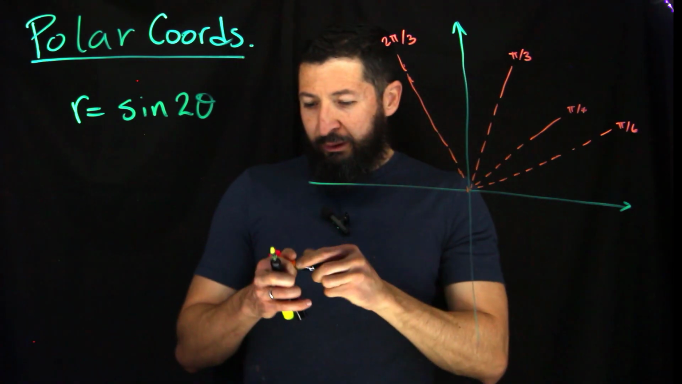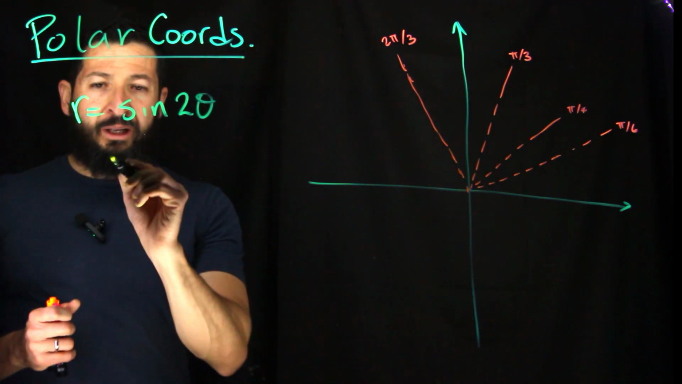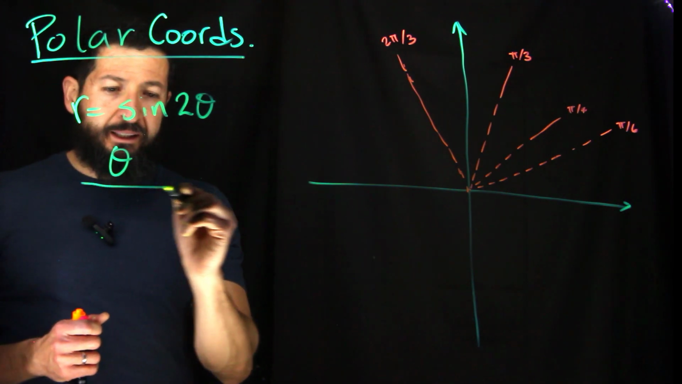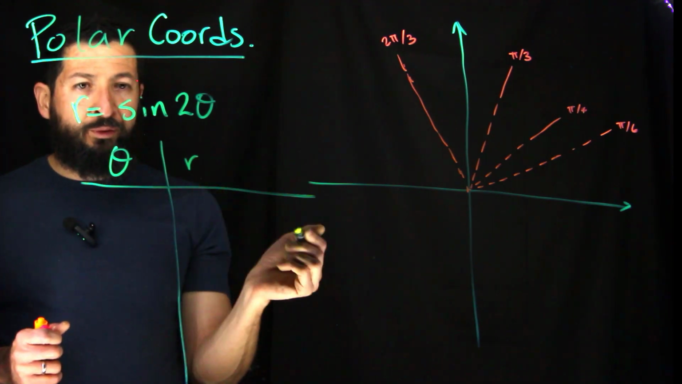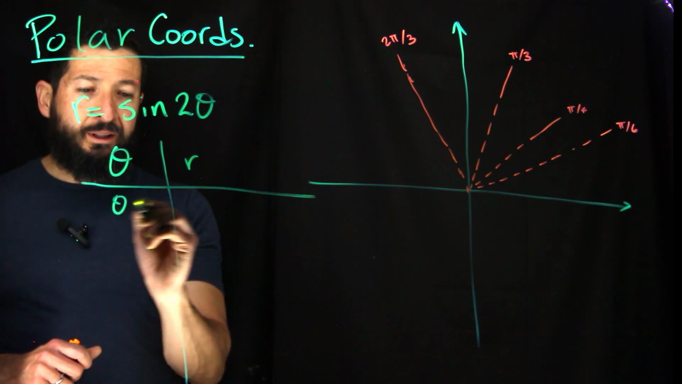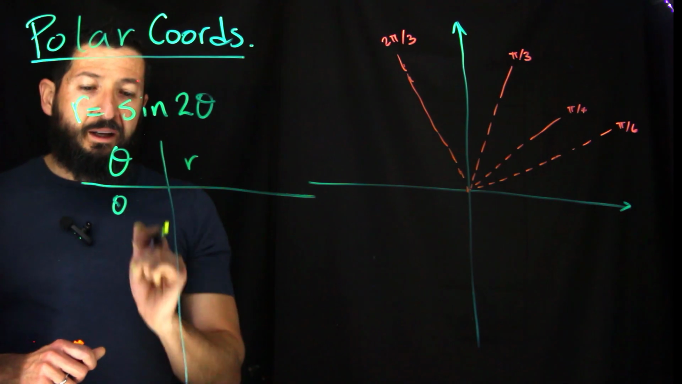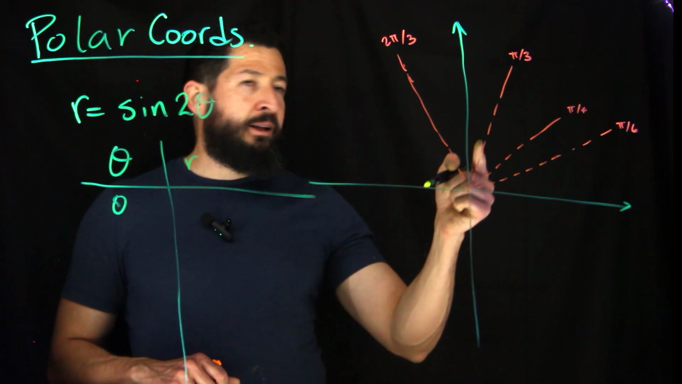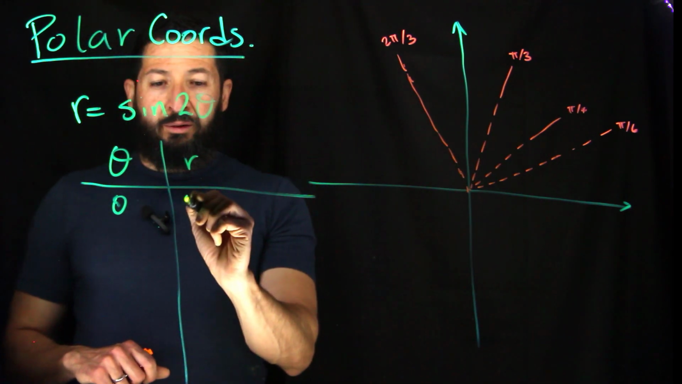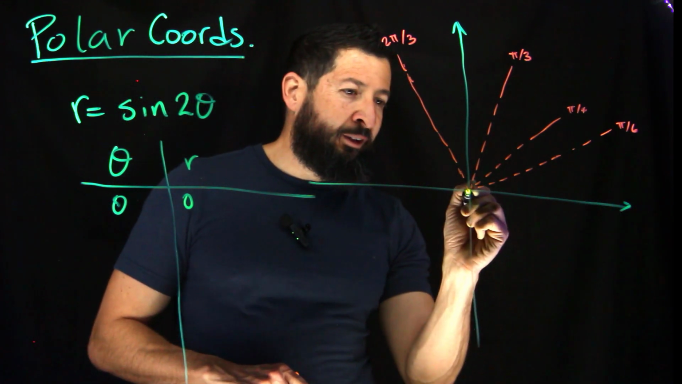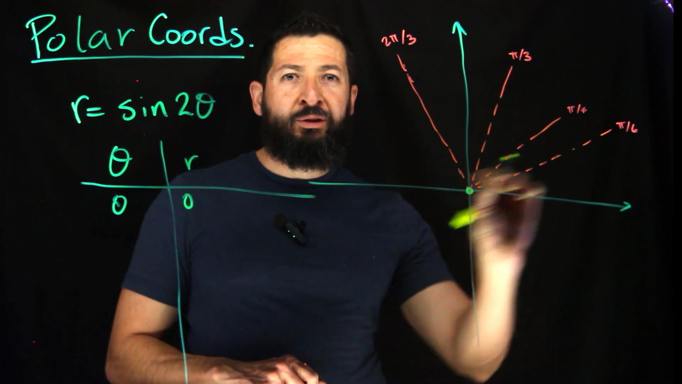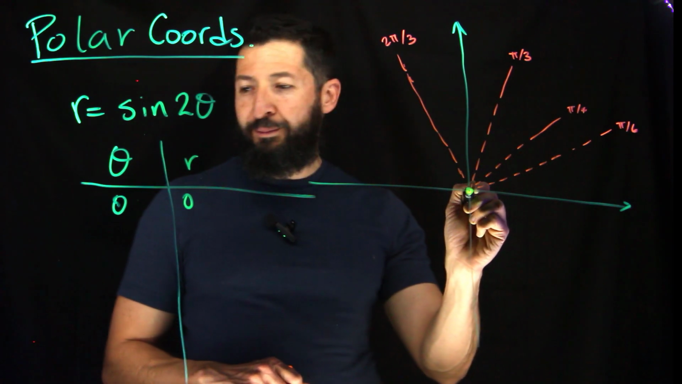And I'm going to make a little table here where I'm going to plug the angle and get the function r. I'm going to do a few of them. So I'm going to start with 0. Whenever the angle is 0, sine of 0 is 0. So the graph starts at angle 0, radius is 0. So you're starting the radius, you're measuring from the origin. So the graph starts there.